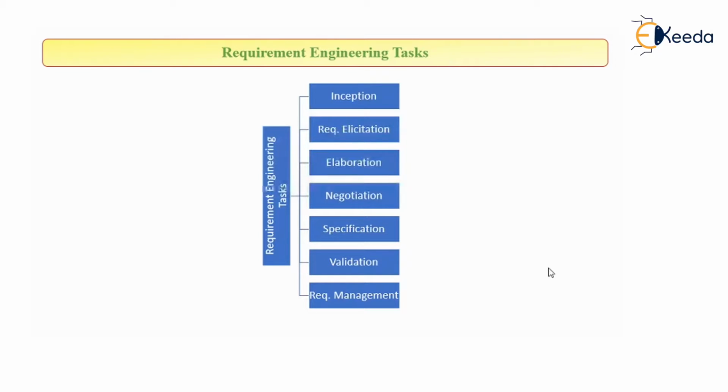The first stage is called the inception stage. Then is the requirement elicitation stage. Then it is elaboration, negotiation, specification, validation, and requirement management.